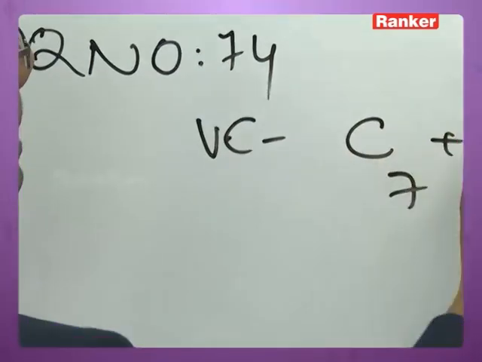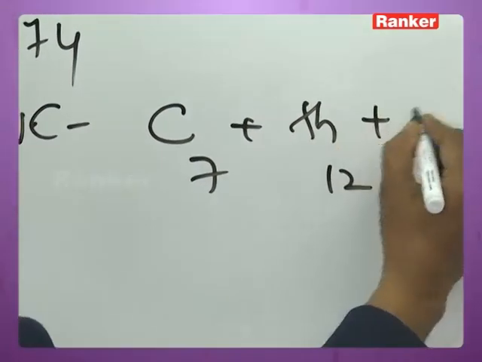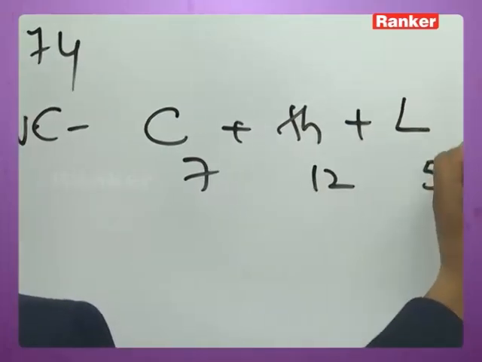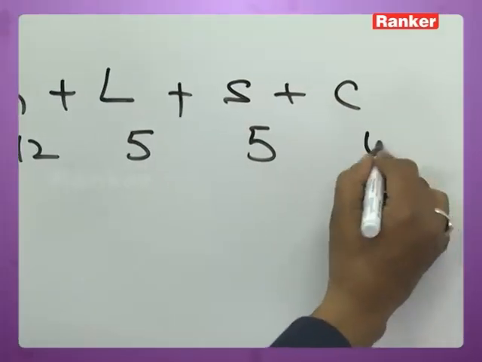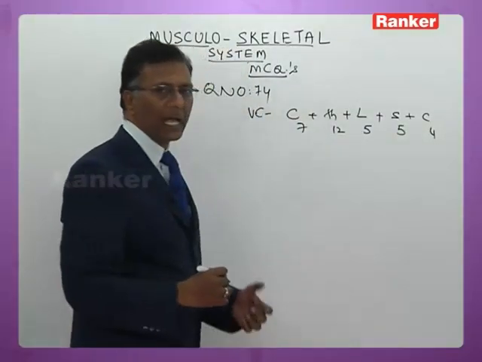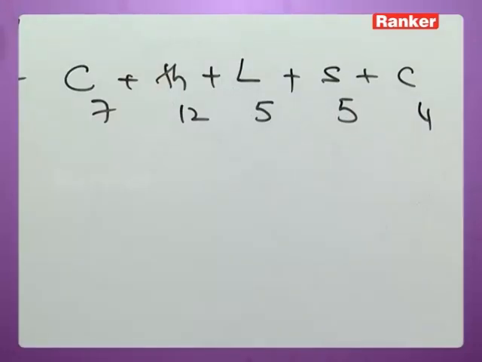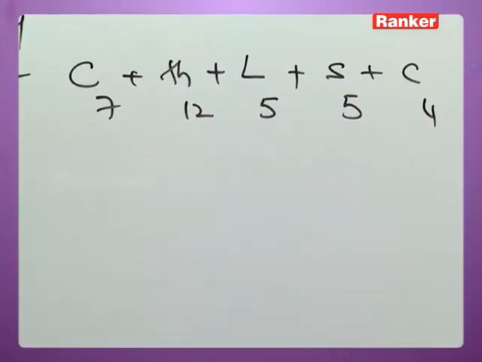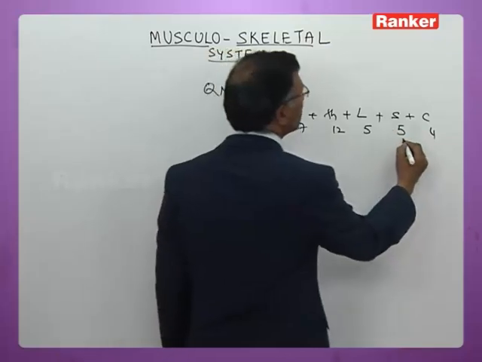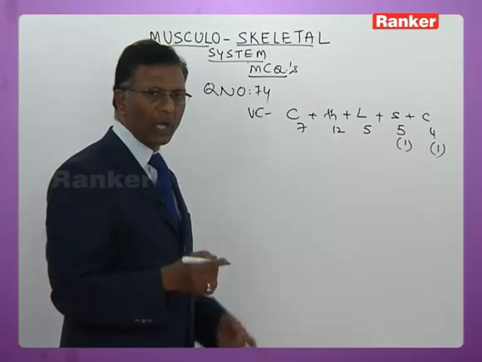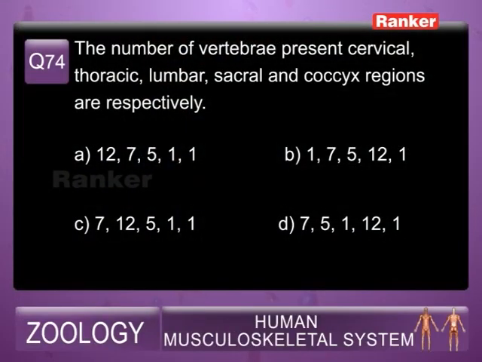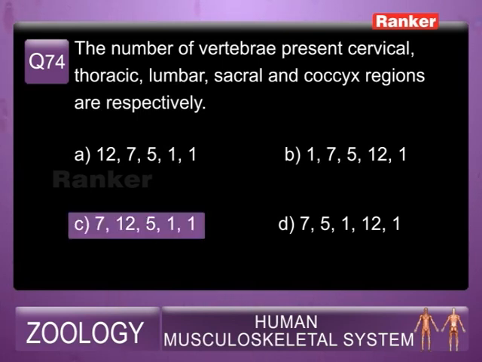cervical region 7 vertebrae are present, thoracic region 12, lumbar region 5, sacral region 5, and coccygeal region 4. So that is the correct sequence: 7, 12, 5, 5, 4. The 5 are fused to form 1, and the 4 are fused to form 1 in the adult. So among the options, the correct answer is C, that is 7, 12, 5, 1 and 1. Answer C.